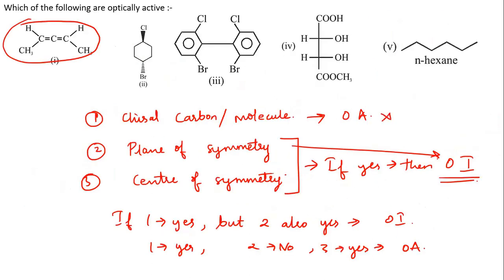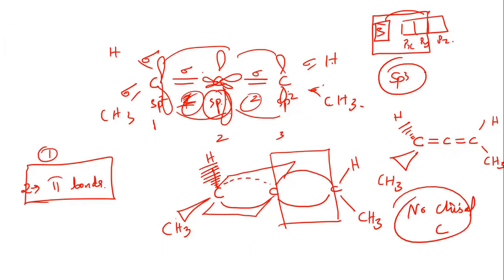Chiral carbon, no, for the first one. Next, plane of symmetry and center of symmetry. Let's check plane of symmetry. To do that, we have to cut the molecule in any plane. The first is a horizontal plane, the second a vertical plane. Horizontally, if we cut this, we will cut these carbons into half.